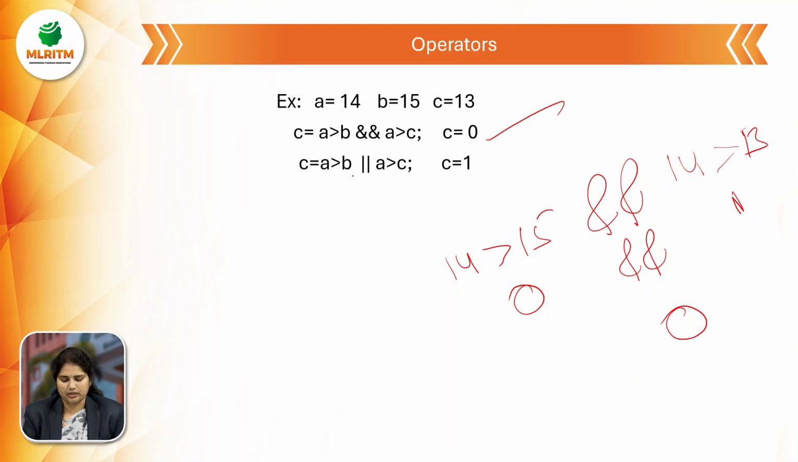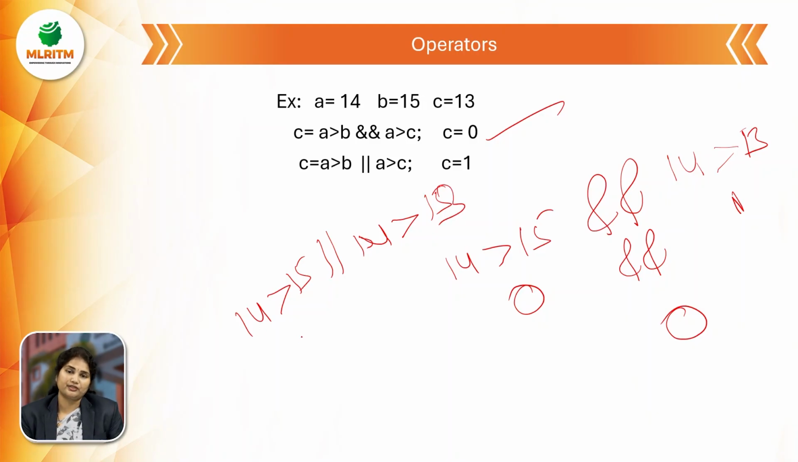And coming to the next statement, a greater than b or a greater than c. 14 greater than 15 is a false condition, or 14 greater than 13, the condition is true. In logical or, if either one condition is true, then the result is true. So we will get c equal to 1.